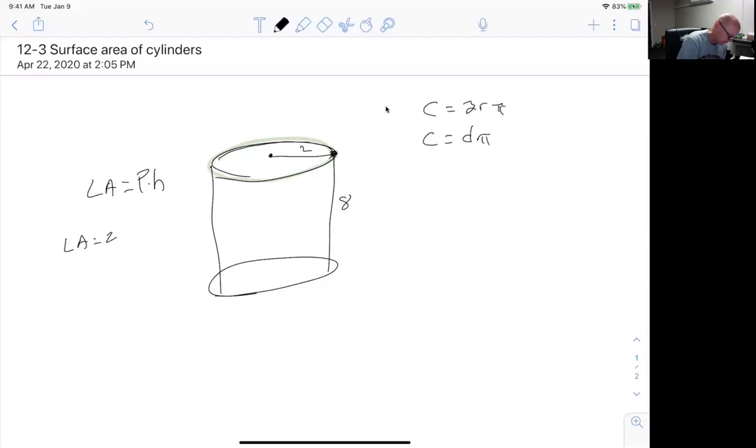So 2 times the radius times pi times the height, which is 8. So let's multiply all that out. And I get, we don't need that r in there, obviously. So I get 16 pi.